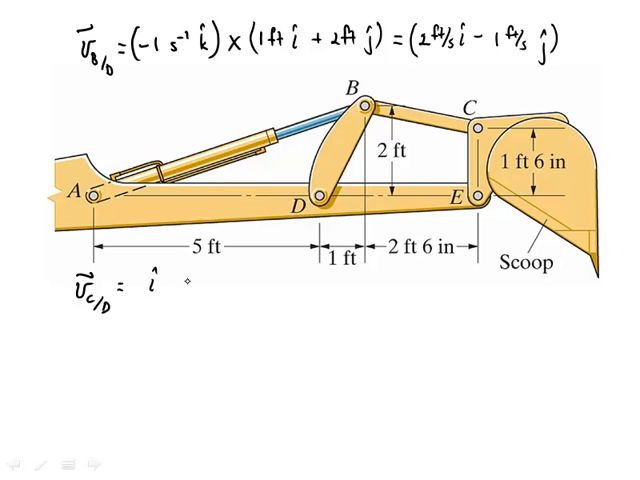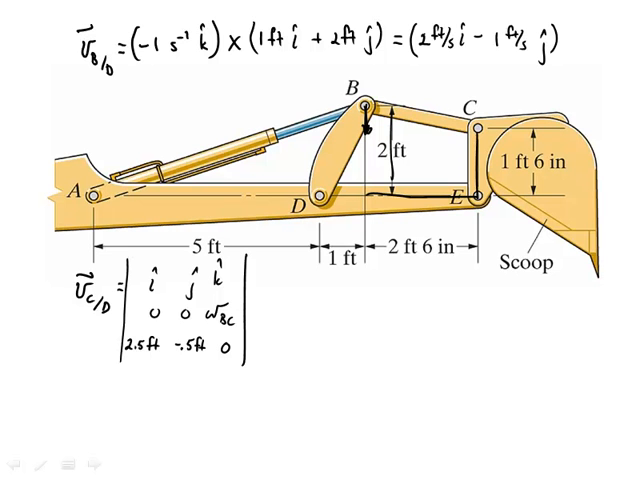plus the velocity of B with respect to D. Now that's going to be i, j, k, 0, 0, omega BC, which I don't know. But then the position of C with respect to B, that's 2.5 feet in the i direction right here. And then down, this is 2 feet, this is 1.5 feet, so it must be down 1/2 foot. So minus 0.5 feet in the j direction and nothing in the k. So that's the velocity of C with respect to B plus the velocity of B with respect to D, which is 2i minus 1j feet per second.